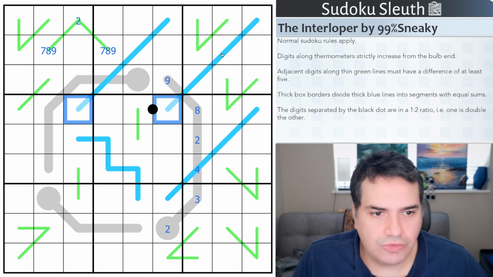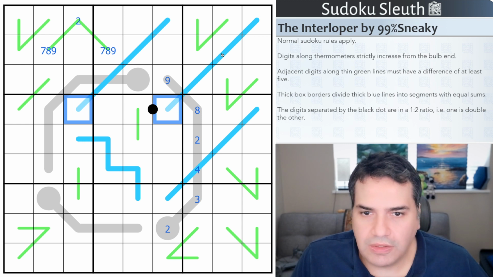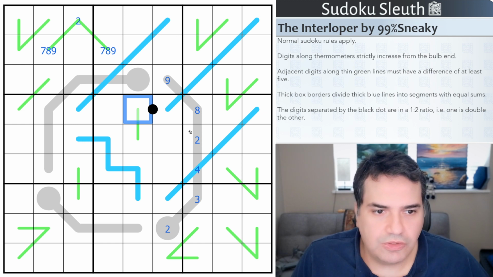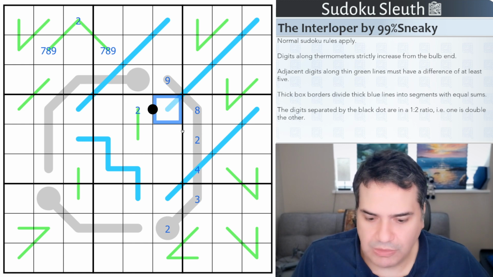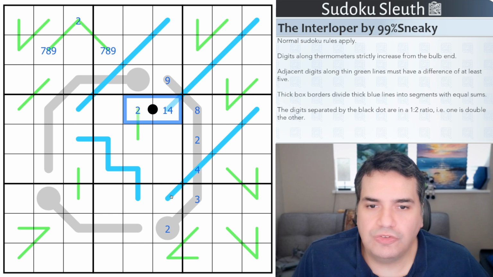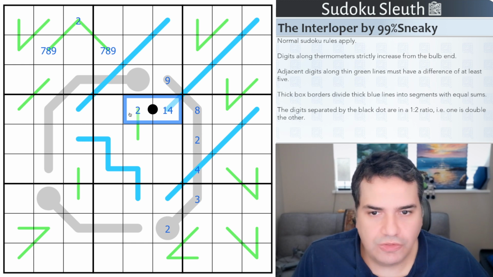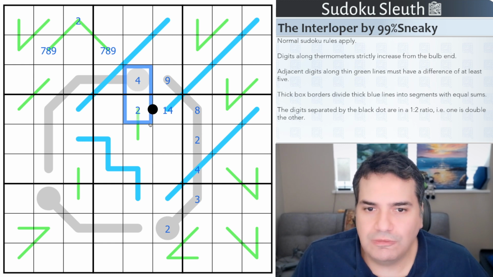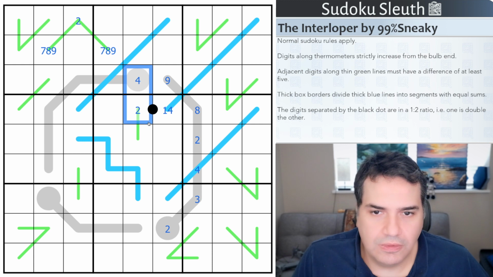Then we've got just the black Kropke dot, and I can literally only see just the one. And all that's saying is that the digits separated by the black dot are in a 1 to 2 ratio, i.e. one is double the other. So if that was a 2, this would have to be 1 or 4, so that one cell is double the other cell. There is nothing about negative constraints, so that 2 here could be a 4, for example. Without the black dot, that would be a totally suitable pencil mark.